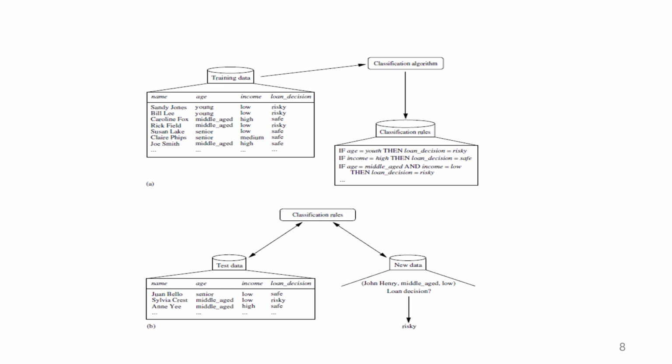What about the classification accuracy? In the second step, the model is used for classification. This is shown in the diagram as the second, bottom diagram B. First, the predictive accuracy of the classifier is estimated. If we were to use the training set to measure the classifier's accuracy, this estimate would likely be optimistic because the classifier tends to overfit the data. Therefore, a test set is used, made up of test tuples and their associated class labels. They are independent of the training tuples, meaning that they were not used to construct the classifier.